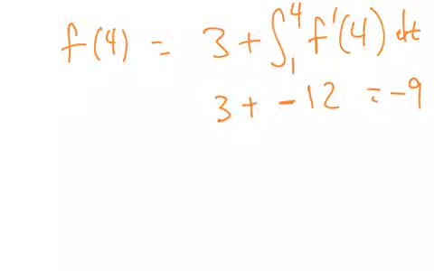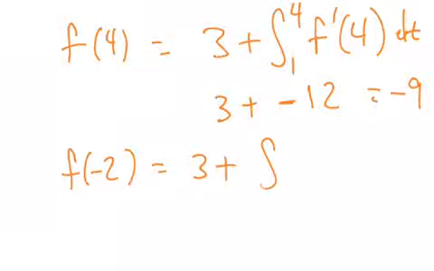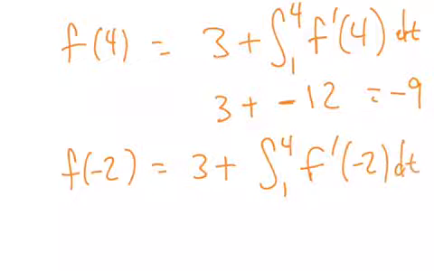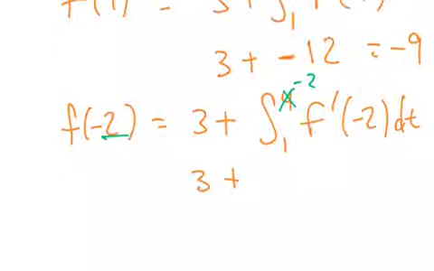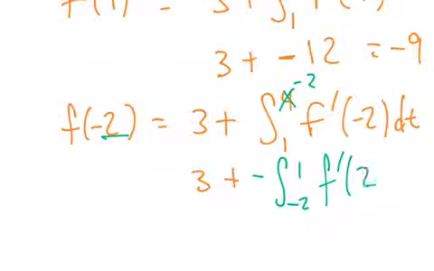Okay? Next part, same thing. It's f now of negative 2, which is going to be 3 plus the integration of f prime of t dt. Keep in mind, I made a little mistake here, this should not be 4, we're doing negative 2. When we integrate, we usually integrate from left to right, so we're going to make this negative 2 to 1 of f prime of t dt.